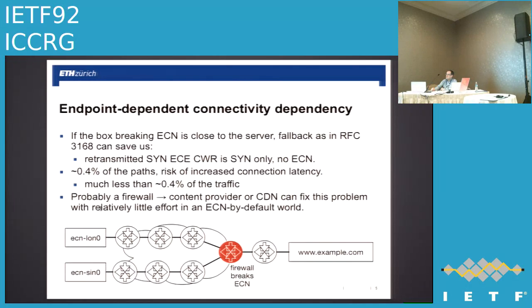So we see this on about 0.4%, 400,000 of the paths. And if you're using this fallback, that means you have a slight risk of increased connection latency. If you're not using the fallback, it means that you have a problem connecting.